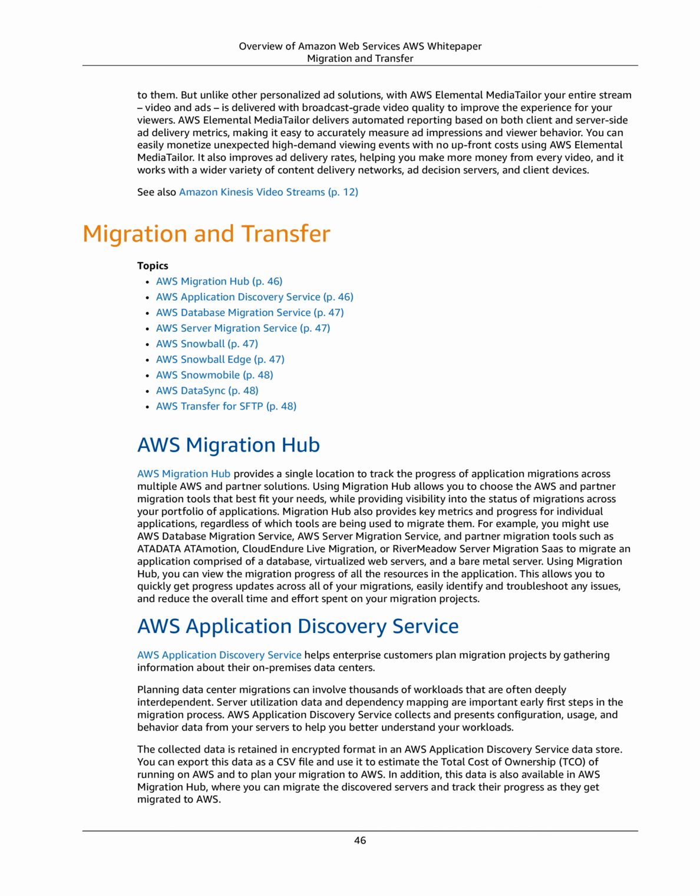AWS Application Discovery Service collects and presents configuration, usage, and behavior data from your servers to help you better understand your workloads. The collected data is retained in encrypted format in an AWS Application Discovery Service data store. You can export this data as a CSV file and use it to estimate the total cost of ownership, TCO, of running on AWS and to plan your migration to AWS. In addition, this data is also available in AWS Migration Hub, where you can migrate the discovered servers and track their progress as they get migrated to AWS.